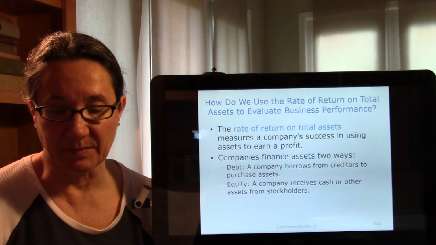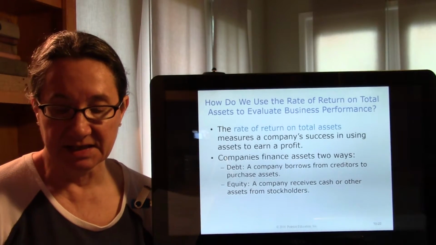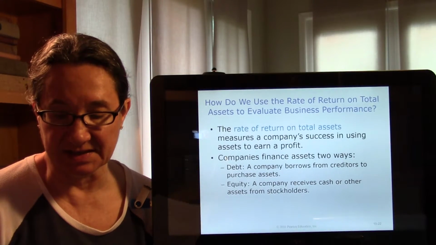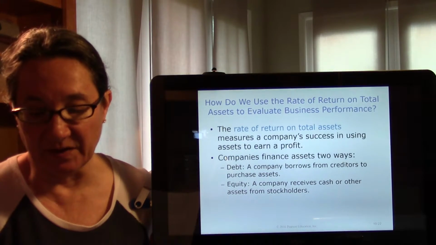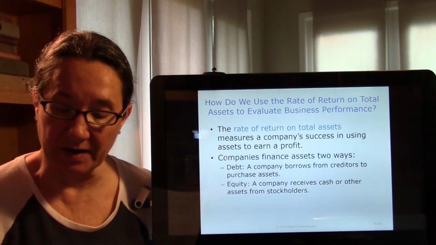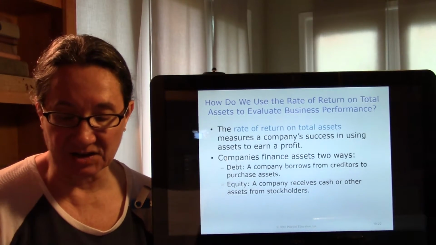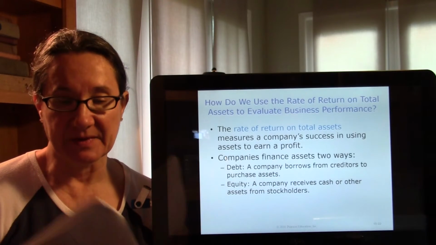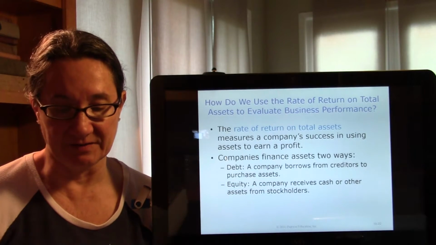There are two ways that a company can finance its assets. Debt. A company can borrow money from creditors to purchase assets. Creditors earn interest on the money that is loaned. Or equity. A company may receive cash or other assets from stockholders. Stockholders invest in the company and hope to receive a return on their investments.